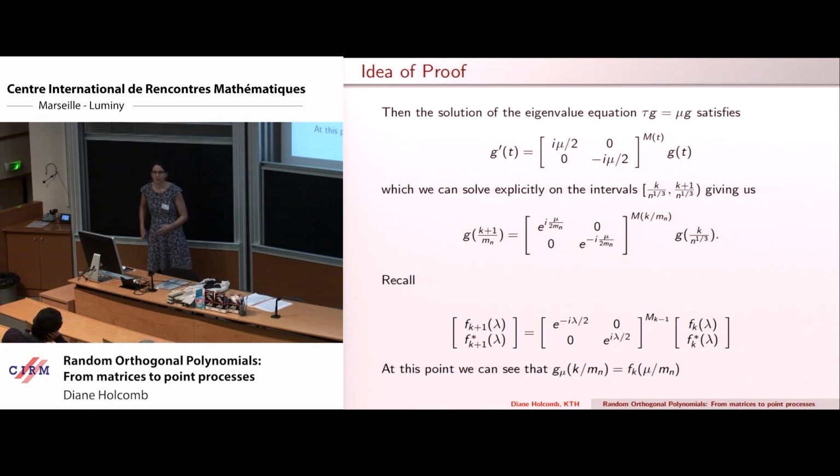I don't know if any of you have ever looked at the soft edge proof, but they do a lot of work to deal with the fact that all of the operators they're working with live on different spaces. But here, if you do this, you actually have an operator that lives on exactly the same space of functions as what your limiting operator would want to live on. And so your convergence issues get much, much easier to deal with.